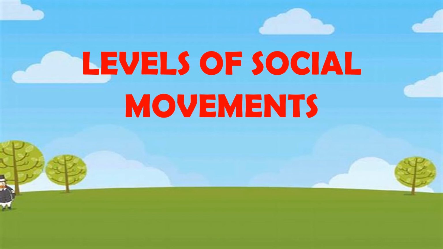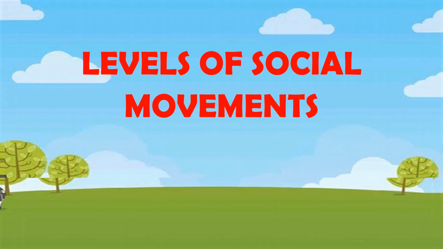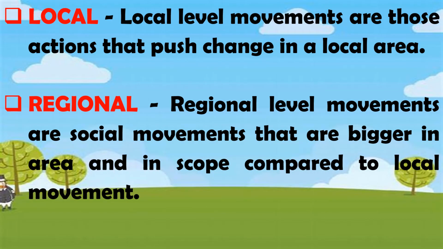Levels of social movements. First is local. Local level movements are those actions that push change in a local area. Regional. Regional level movements are social movements that are bigger in area and in scope compared to local movement.